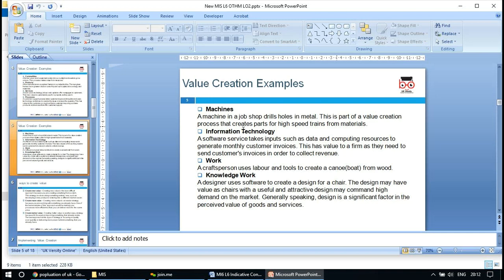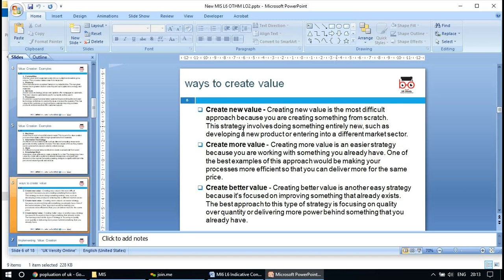Knowledge work, for example, if you have knowledge of software like Photoshop, you can buy Photoshop for, let's say, 100 pounds. But if you know the work, then you can create designs for thousands of pounds for your customers, isn't it? Yeah, you can make a lot of money. So basically, that's the value creation.